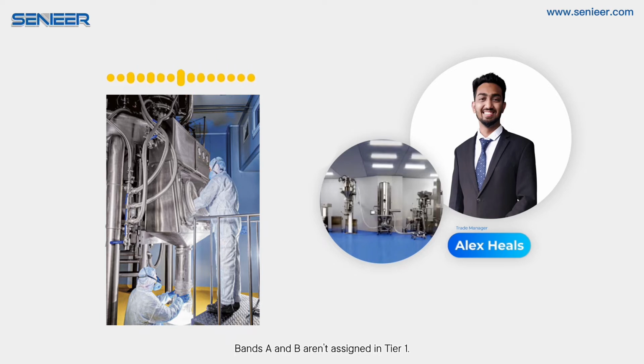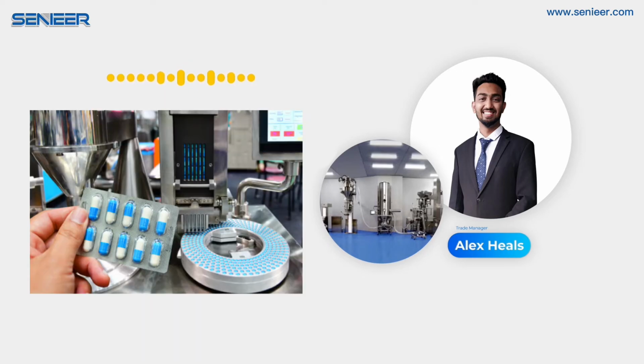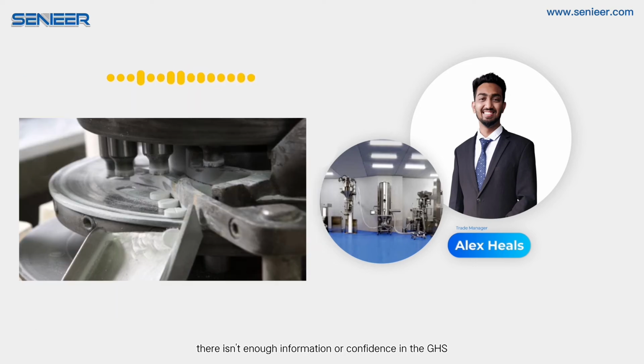Bands A and B aren't assigned in Tier 1 because the data conditions for Tier 1 are fairly low. There isn't enough information or confidence in the GHS H-codes in order to suggest the advanced exposure range of bands A and B for chemical substances banded in Tier 1.